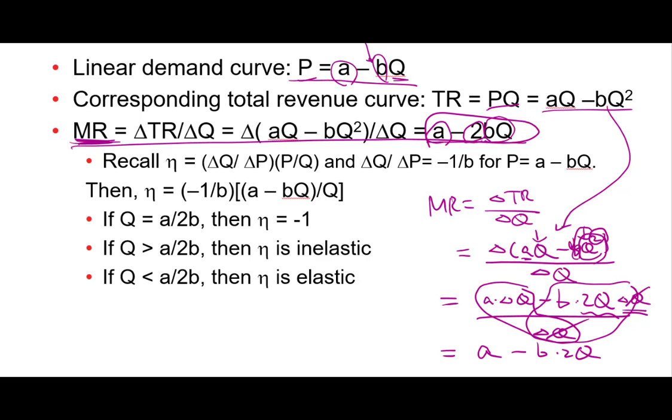So for example, if your inverse demand function looks like P equals 10 minus 2Q, then you can immediately conclude that marginal revenue will be 10 minus 2 multiplied by 2Q, which is 10 minus 4Q.